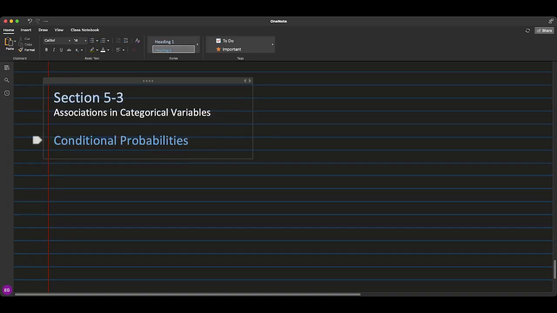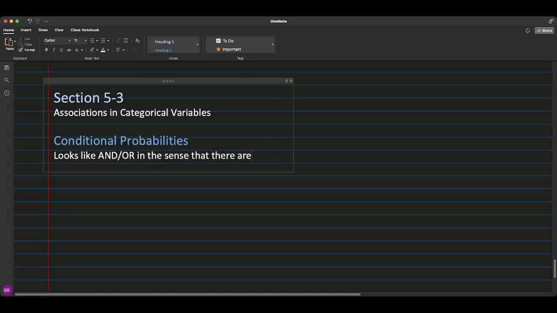Okay, so conditional probabilities are different than the probability of A, just the probability of an event. It's also different than the probability of A or B, or the probability of A and B. But it sort of looks like when you're calculating a probability of an and or an or, in the sense that there are also two criteria, or two events. So let me explain what I mean by this.